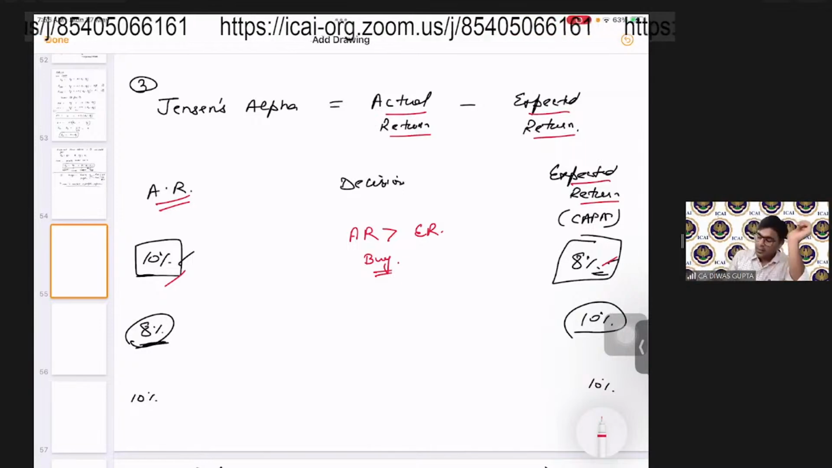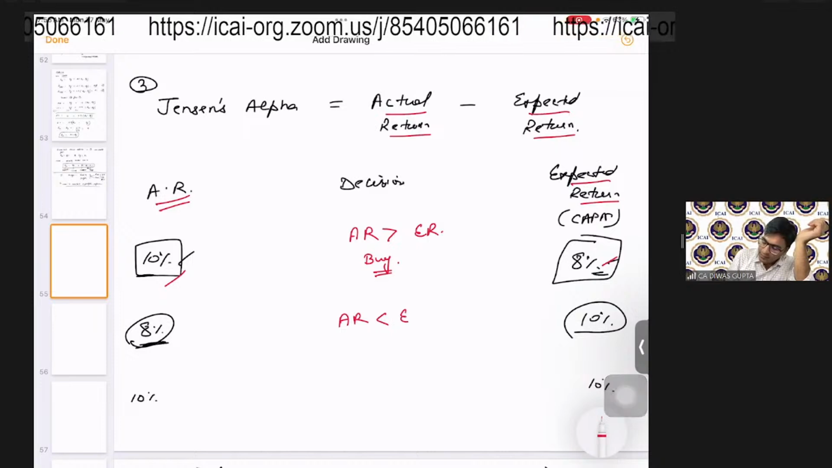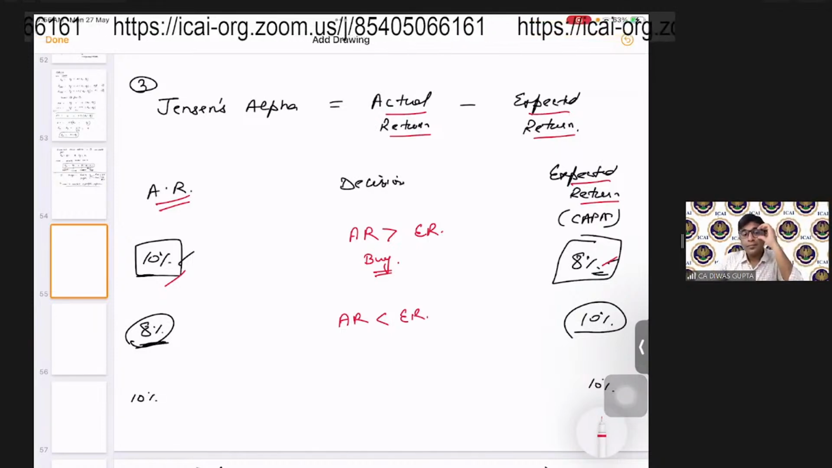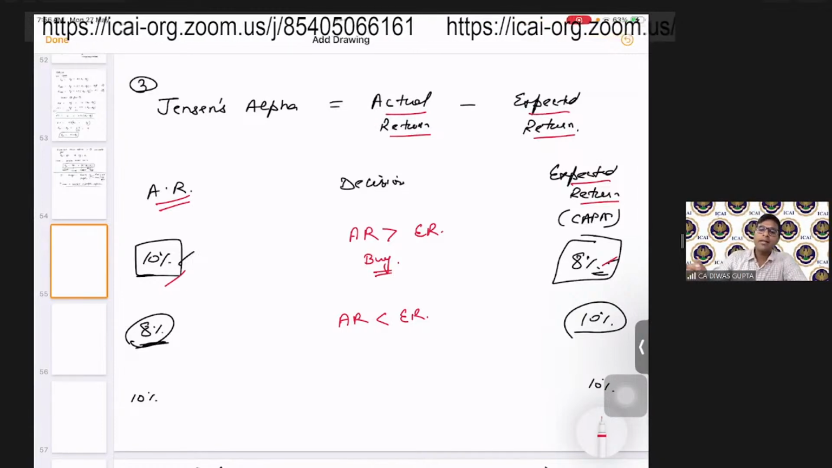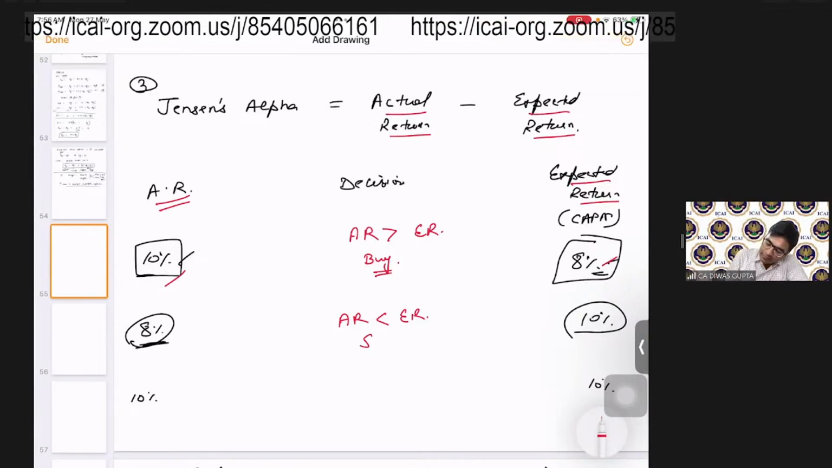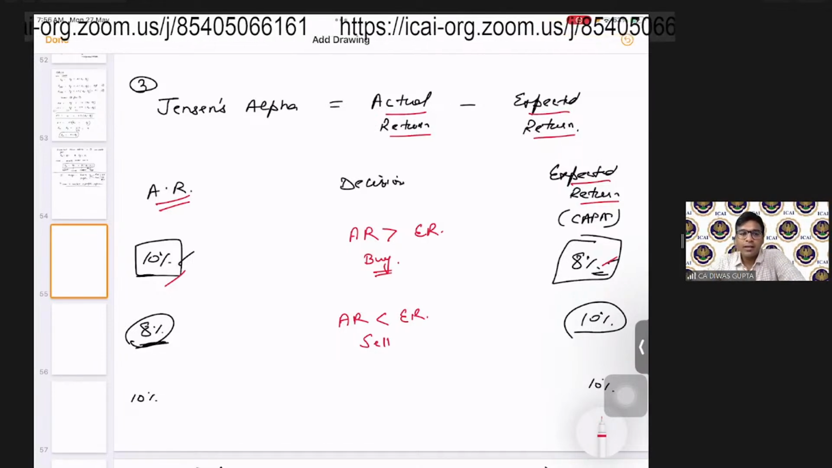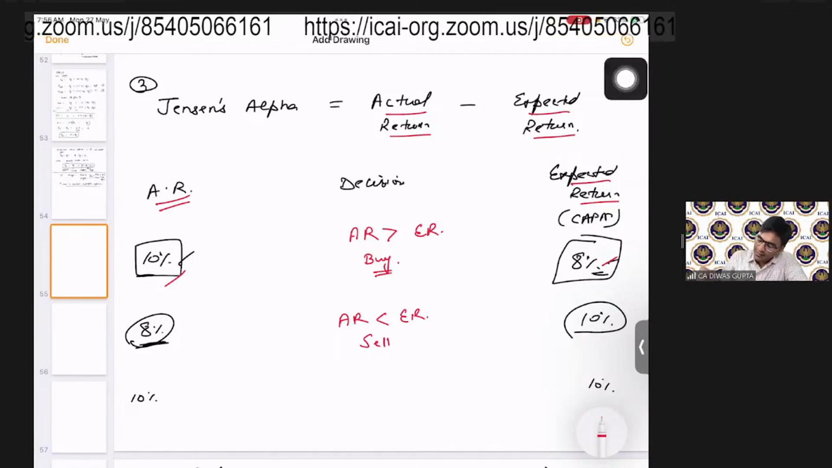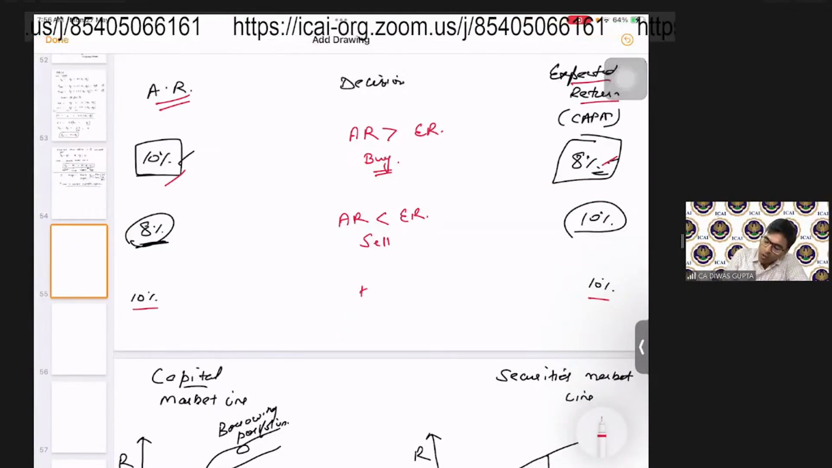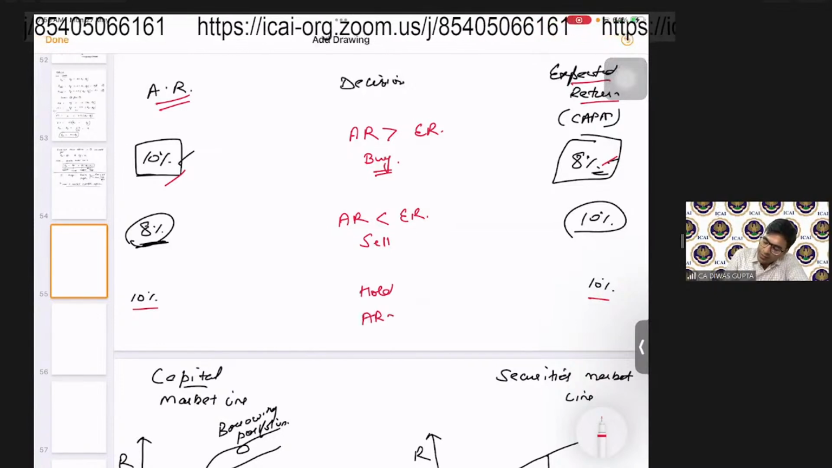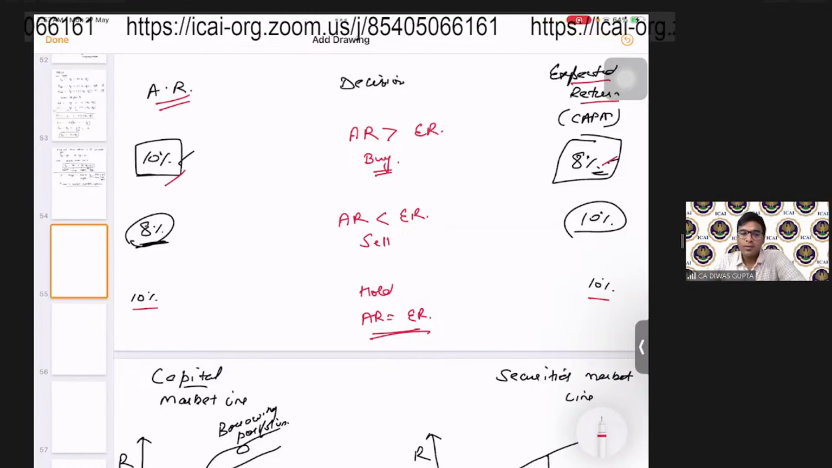Okay, Abrikesh. Now, in the second case, where my actual return is lesser than expected return, what will I do? I will sell, because I'm not getting my expected return from the security. Then lastly, if it is the same, actual return equal to expected return, I will hold on to that investment.